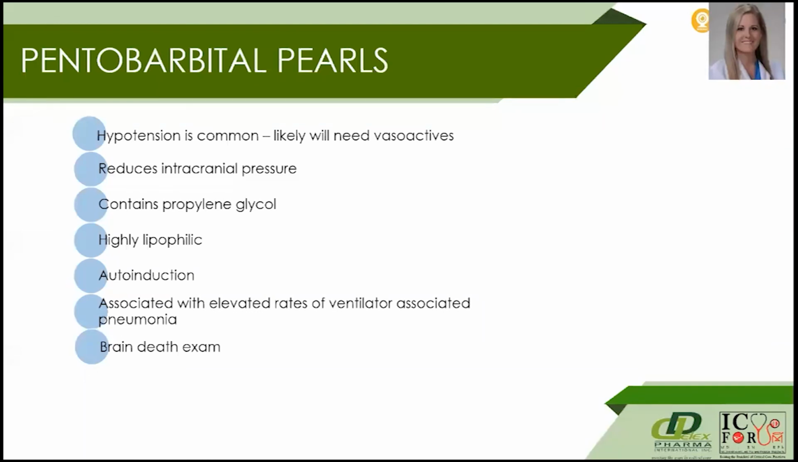Again, hypotension is very common. It will reduce intracranial pressure, which is great if we're using it for something like traumatic brain injury. It has great penetration into the CNS. What we really need to focus on with pentobarbital is the half-life. So the half-life of pentobarbital is dose and patient dependent and varies from 15 to 50 hours with just an IV bolus. It has a huge distribution into the brain, liver, and kidneys.